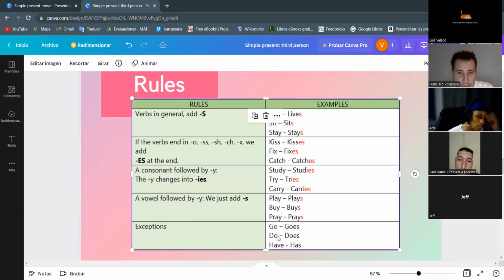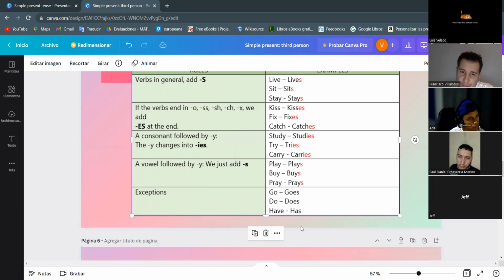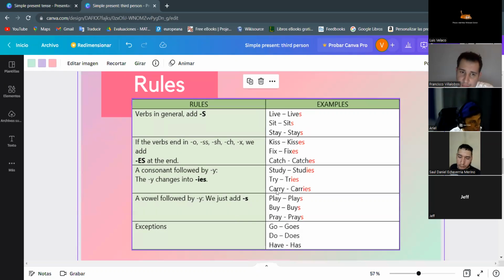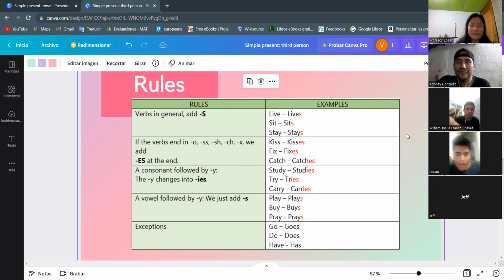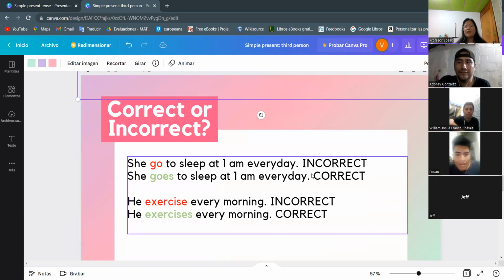Do is also a verb, and it can be an auxiliary as well. I don't want you telling me that does is a verb when it's an auxiliary, or vice versa. You have to be careful with the context of the sentence. So any questions about these rules, guys? No, teacher. Okay. All right.